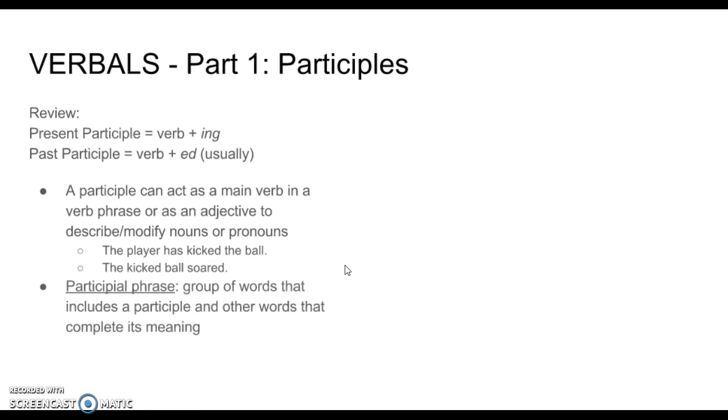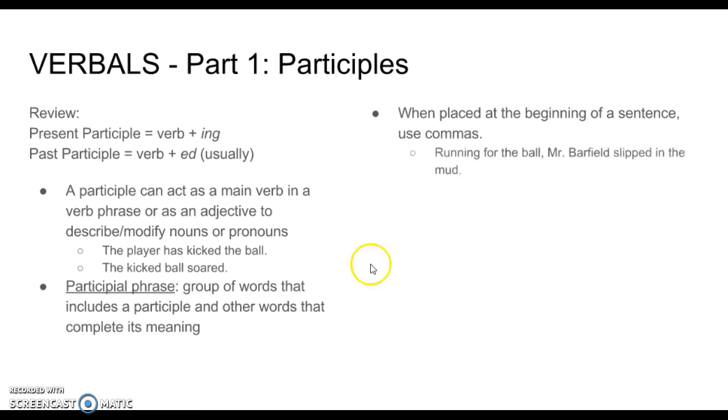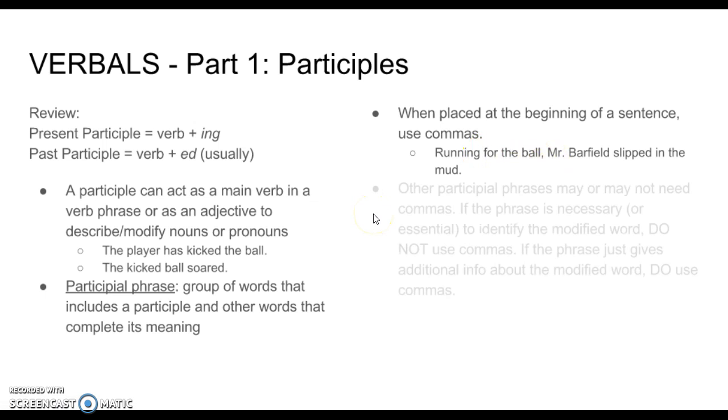But you also have participial phrases, which is a mouthful, and participial also kind of sounds like marsupial, which reminds me of kangaroos. A participial phrase is a group of words that includes a participle and other words that complete its phrase or complete its meaning. When placed at the beginning of a sentence, you must use commas for a participial phrase, like this. Running for the ball, here's the participle. For the ball is the rest of the participial phrase. Mr. Barfield slipped in the mud.